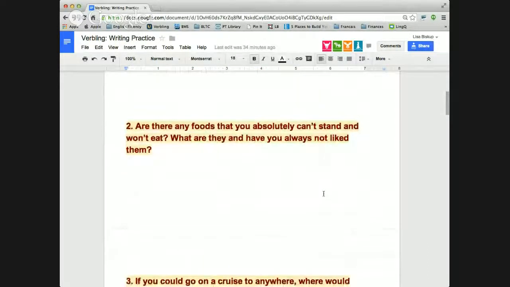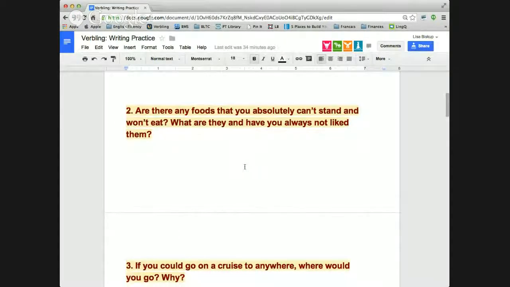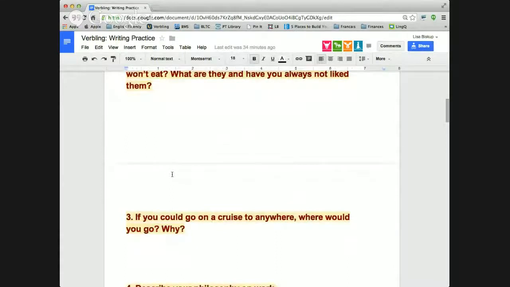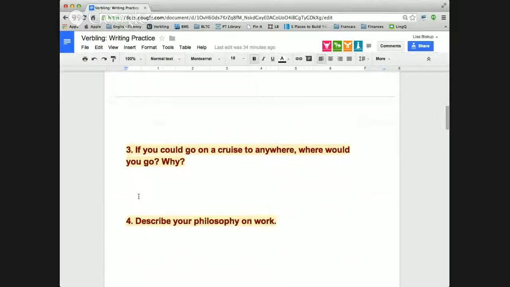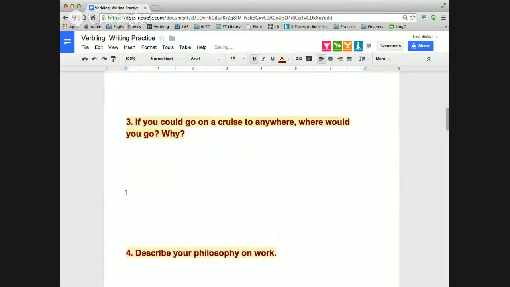Number two is, are there any foods that you absolutely can't stand? So that means you hate them and you won't eat them. And what are they, and have you always not liked them? So some people have that, like with certain things like fish maybe, or certain vegetables or something like that. It's kind of fun to know that kind of stuff about people. Number three is, if you could go on a cruise to anywhere, where would you go and why? Why would you like to go there?